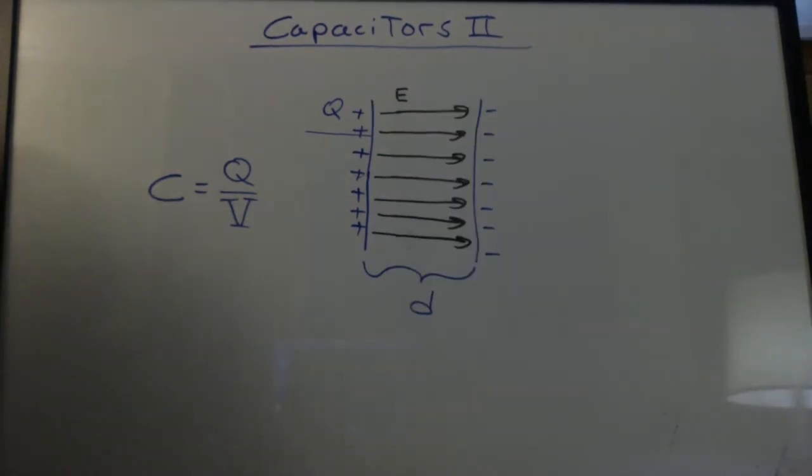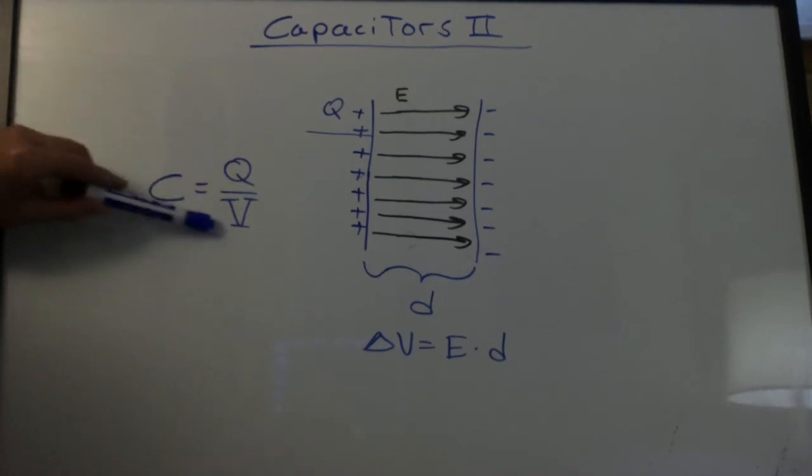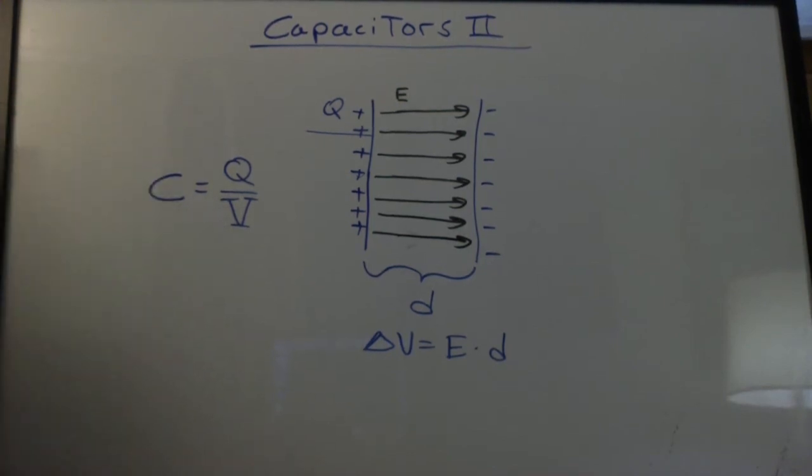Thinking back on our unit on electrostatics, you might remember that the strength of that electric field is going to remain constant. It's independent of the distance. That means I've just increased the voltage across those plates. The charge stayed the same, but the voltage increased. That means the capacitance just went down.